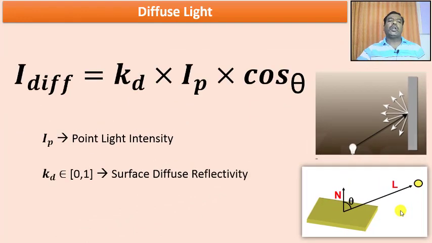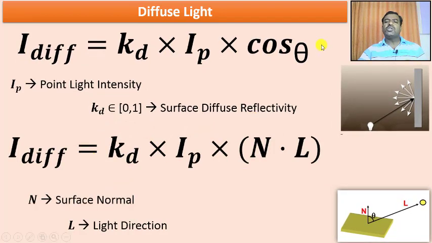And if you want to put it into an equation, the incident illumination of a diffuse light, I diffuse, is going to depend upon KD into IP, where IP is the point light intensity, and this is multiplied with cos theta, which is going to give me the angle of scattering over the surface. Hence we are going to have cos theta, and KD will again vary between 0 and 1.